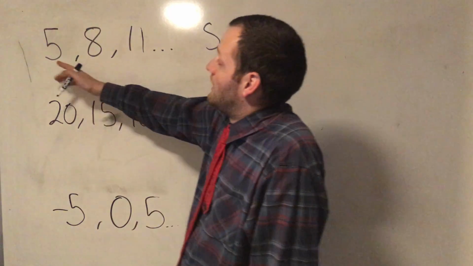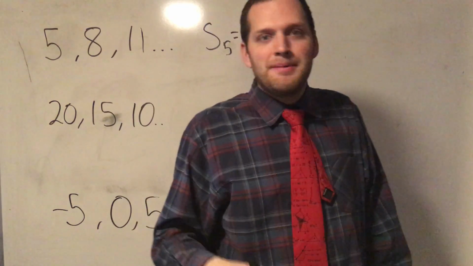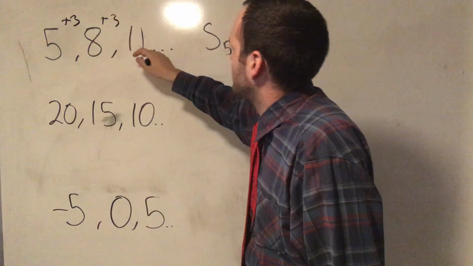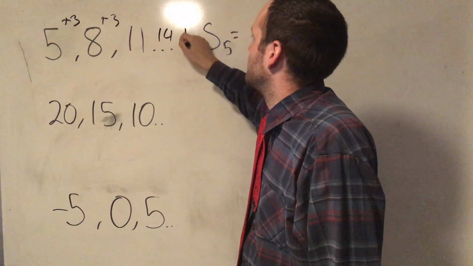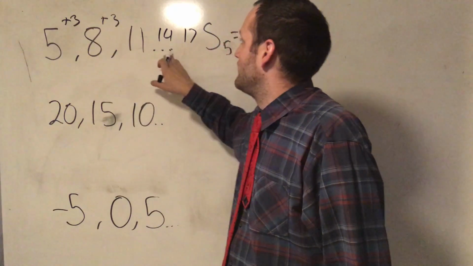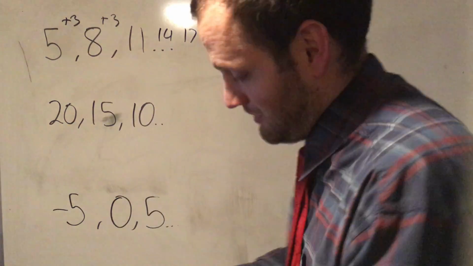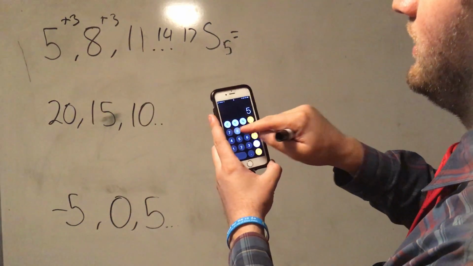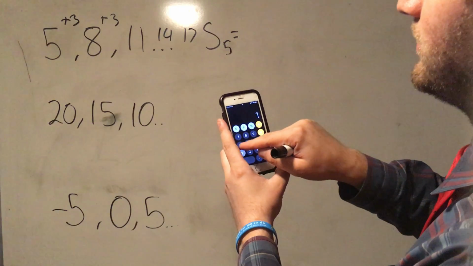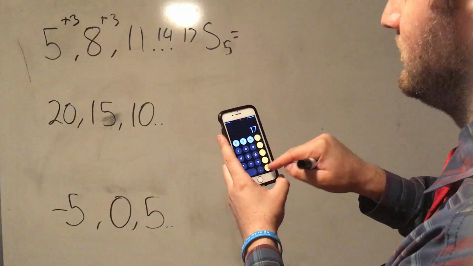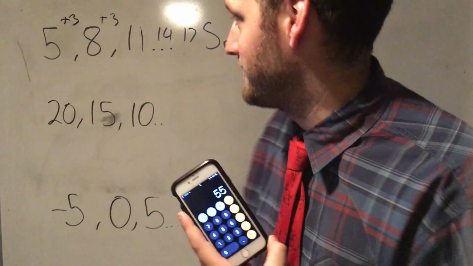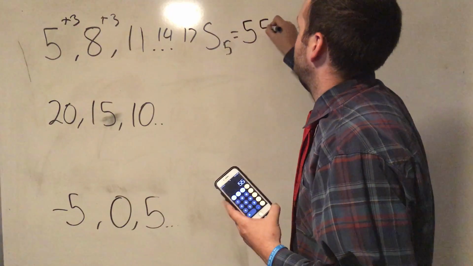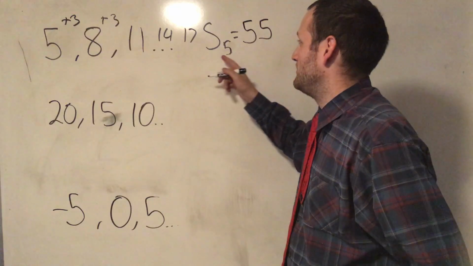So what I do is, I look, what am I adding every time? I'm adding 3. Add 3, add 3. So the next number would be 14, the following number would be 17. Those are the first 5 numbers of the sequence. Well, I'm just going to plug that into my calculator. That's about all I can do. 5 plus 8 plus 11 plus 14 plus 17 gives me 55. Okay. So S of 5 equals 55.